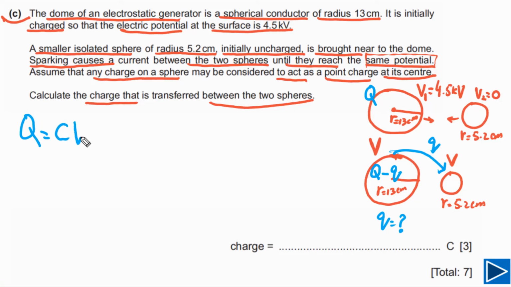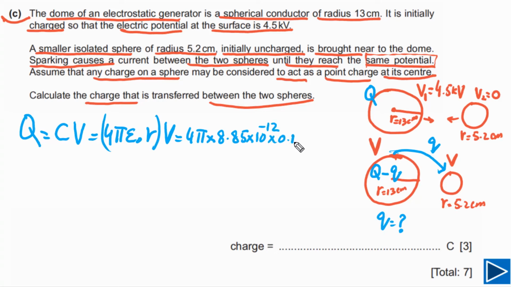So first of all, we need to calculate charge on big sphere. Q is equal to CV. C we have already calculated, that is equal to 4 pi epsilon naught R times V, the potential at the surface of sphere. Now simply we need to plug in values. We have 4 pi, value of epsilon naught is 8.85 times 10 to negative 12, and the radius is 0.13 meters. We have converted into meters now, and the value of the potential at the surface is 4500. If we do this calculation, we can find the value of charge at the surface of sphere. That one will be equal to 6.5 times 10 to negative 8 coulombs. So this is the value of capital Q on the surface of dome.